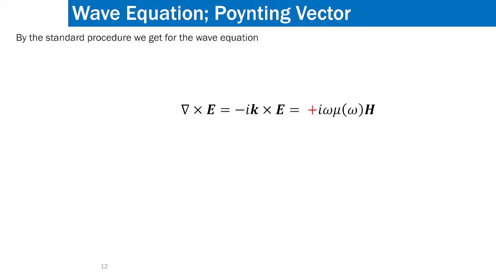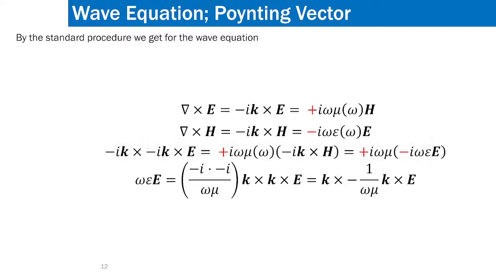Now, let us follow standard procedures to get the wave equation. What is the standard procedure? Take the curl equation. So curl E, which is minus jk cross E, is equal to plus j omega mu H. This we have seen. Then next, curl H, this also we have seen, is equal to minus jk cross H. This is equal to minus j omega epsilon E.